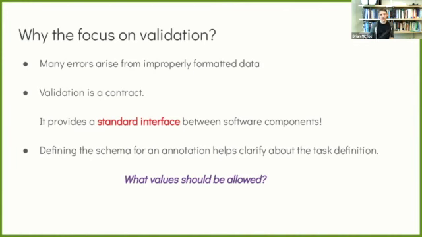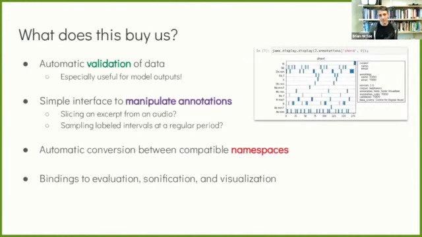So we do this work, what does it get us? We can automatically validate data. This is also good for model outputs. We think about annotations as coming from humans, but annotations can also come out of models. And if your models all write to a common format, now you don't have to have separate tools for the ground truth annotations and the model outputs. Everything can just speak the same language. And that's really useful. I use this all the time.